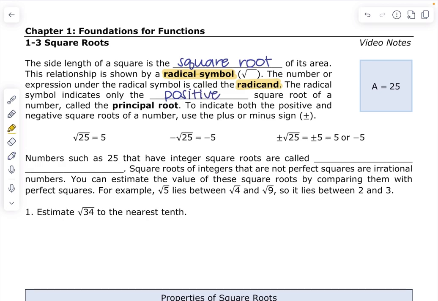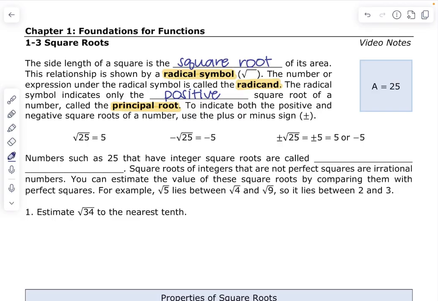The radical symbol indicates only the positive square root, which we call the principal root. Okay, if we would like to indicate both the positive and negative square roots, we need to use our plus or minus sign. Or if we would like a negative number to come out, we need to include a negative in front of our radical symbol.